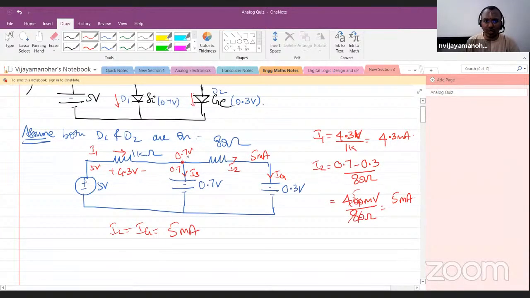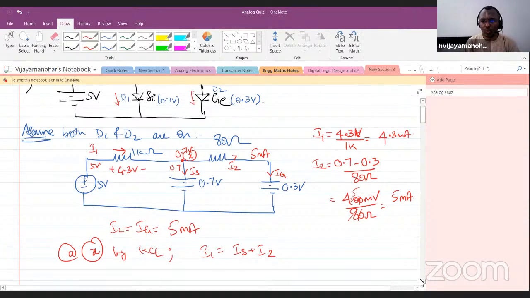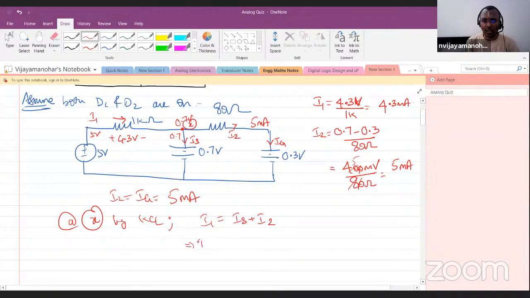Now this is my node X, correct? At X, by Kirchhoff's current law, what will I get? I1 is equal to IS plus I2, which implies IS is equal to I1 minus I2. I1 is 4.3 minus 5, which is minus 0.7 milliampere.